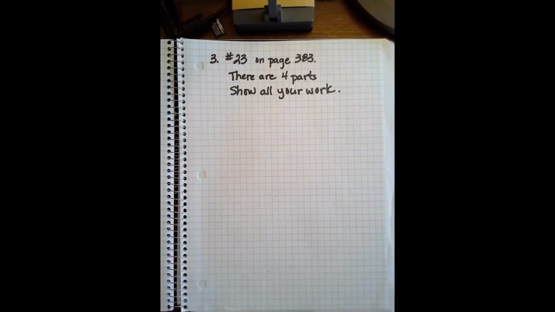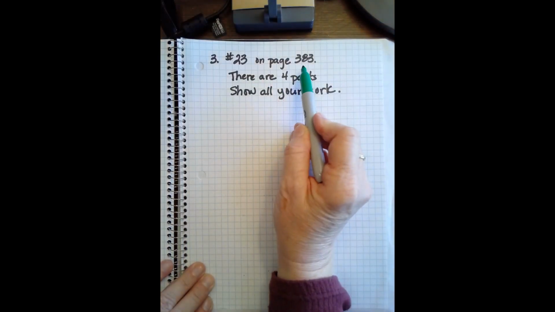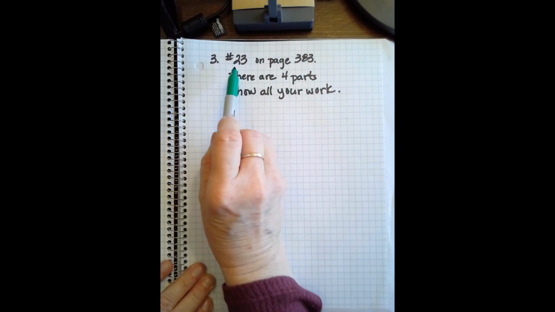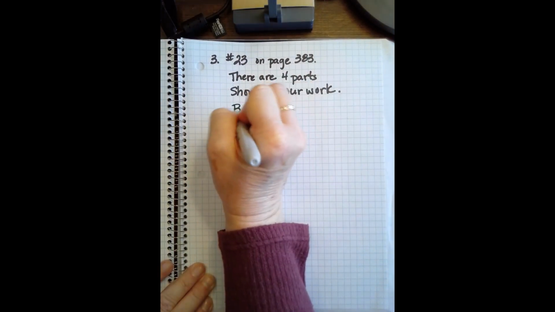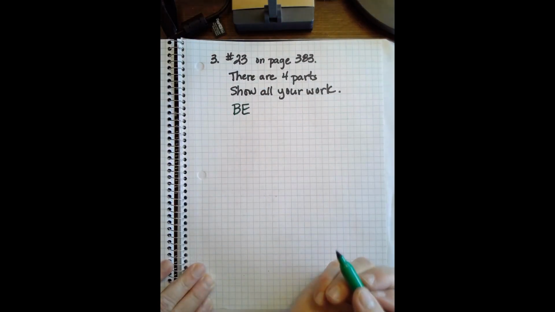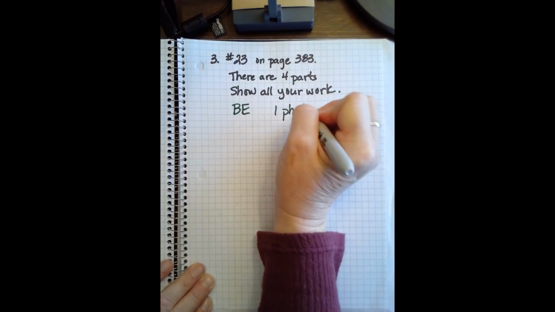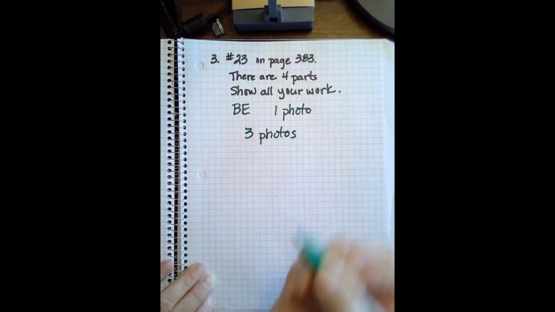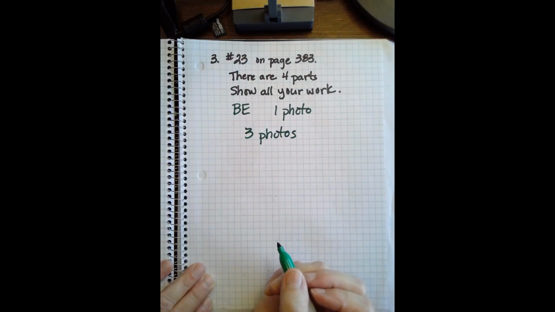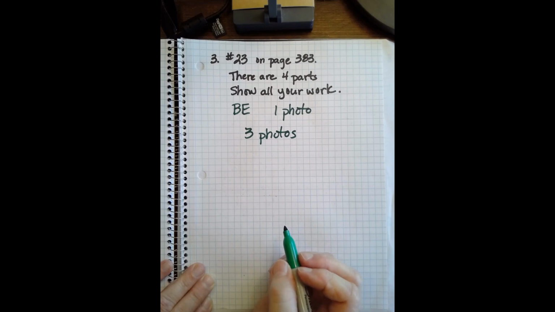And then your last question for this set. Go to page 383 in your textbook. Number 23. There are 4 parts. Show all of your work. Include the balanced equation and upload 1 photo of this work. So this should have 3 photos uploaded to this assignment. Just attach them one after the other. I'm looking forward to seeing your work. This is Limiting Reactants.